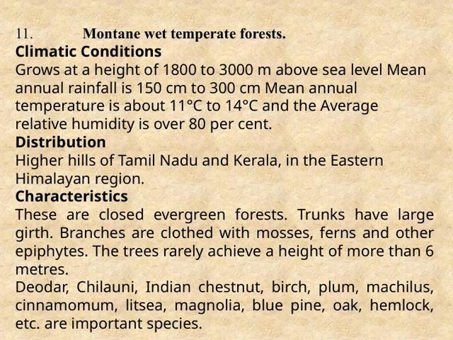Some of the key tree species you'll encounter here include deodar, chilani, Indian chestnut, birch, plum, Machilus, Cinnamomum, Litsea, magnolia, blue pine, oak, and hemlock. These species are vital to the forest's ecology and support a diverse array of wildlife. So, in essence, these montane wet temperate forests are a vital part of our mountain ecosystems, characterized by their moist, cool climate, dense evergreen canopies, and rich biodiversity. They play a crucial role in maintaining ecological balance in these high-altitude regions.